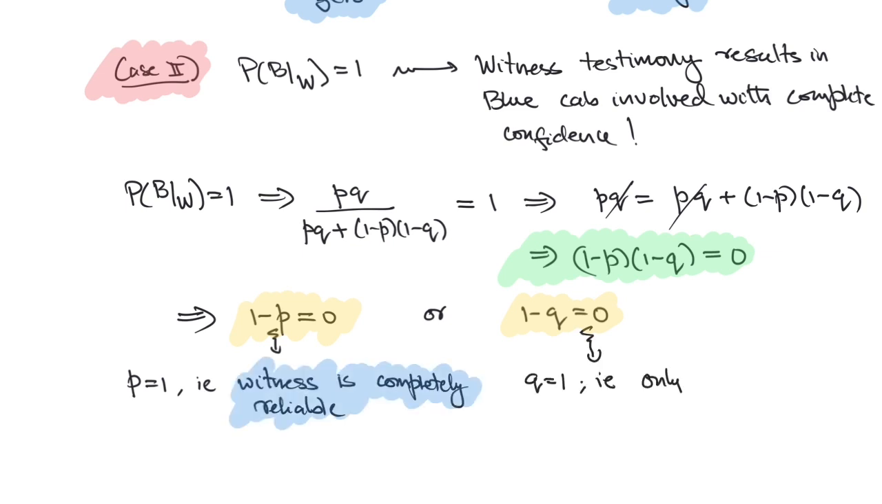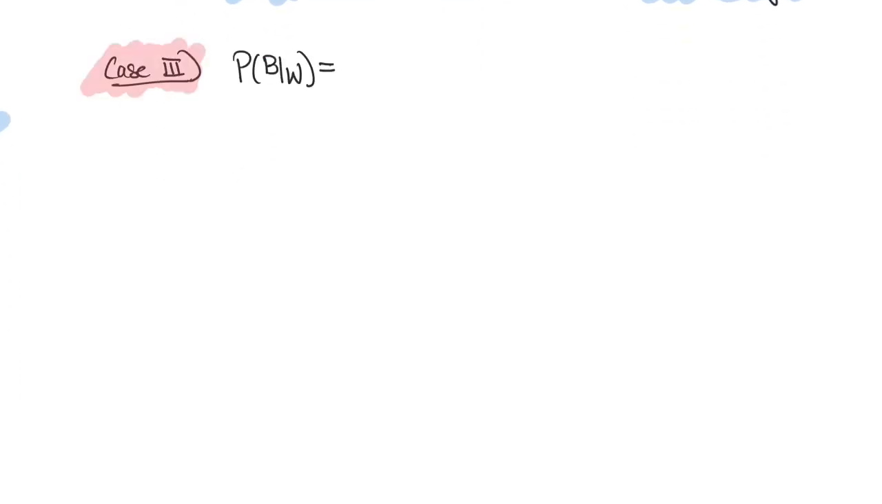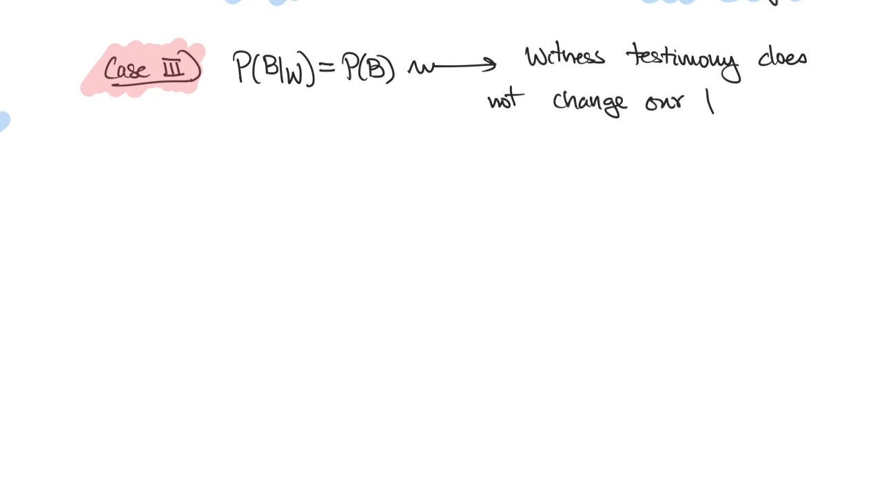On the other hand, if Q equals 1, we notice that we only have blue cabs in the city, which means that the probability of the involved cab being blue is going to be 1, irrespective of what the witness says. Finally, we work with the case where B and W are independent events. That is, the witness testimony does not change our perception of whether the blue cab was the involved cab.